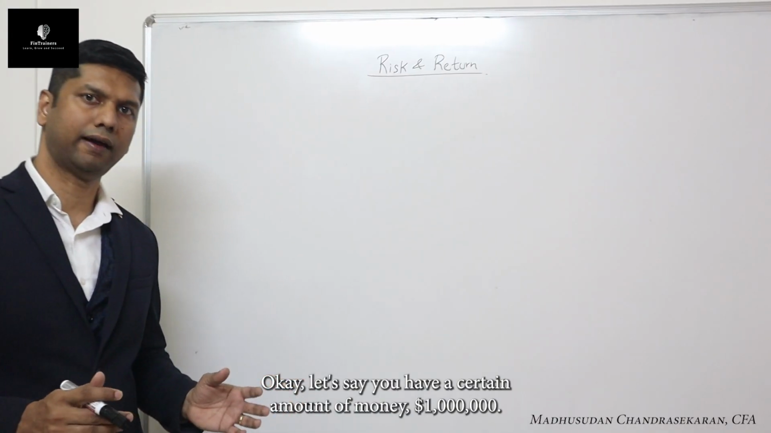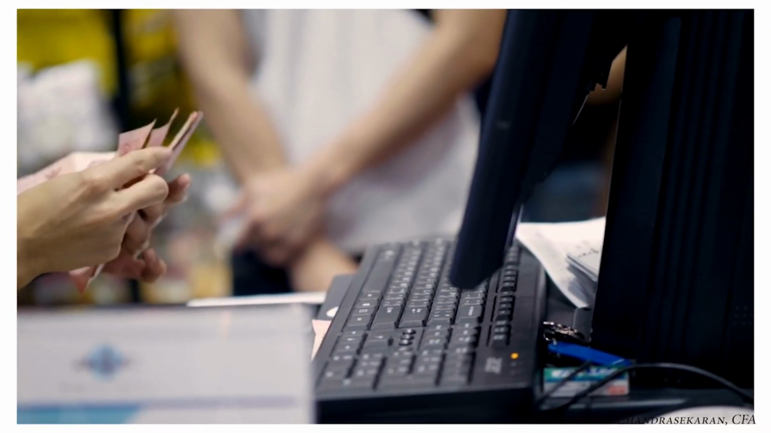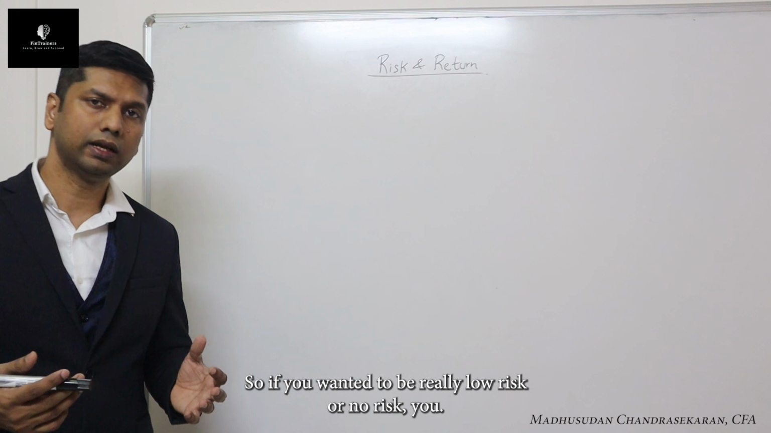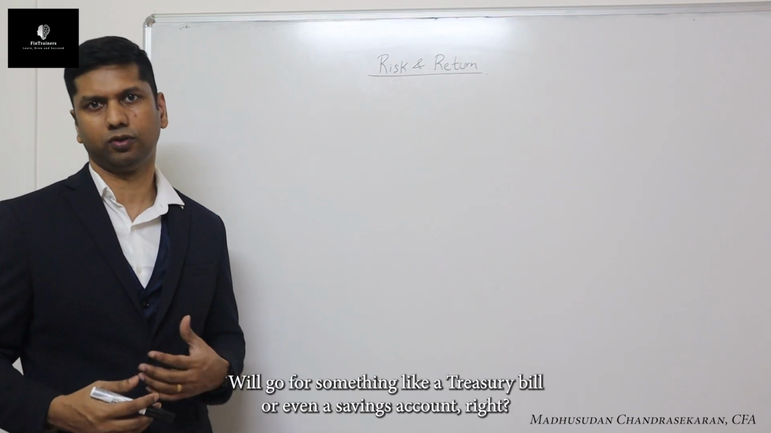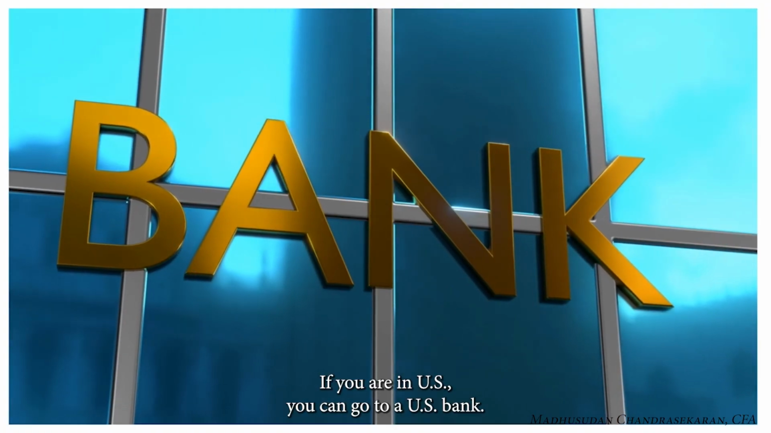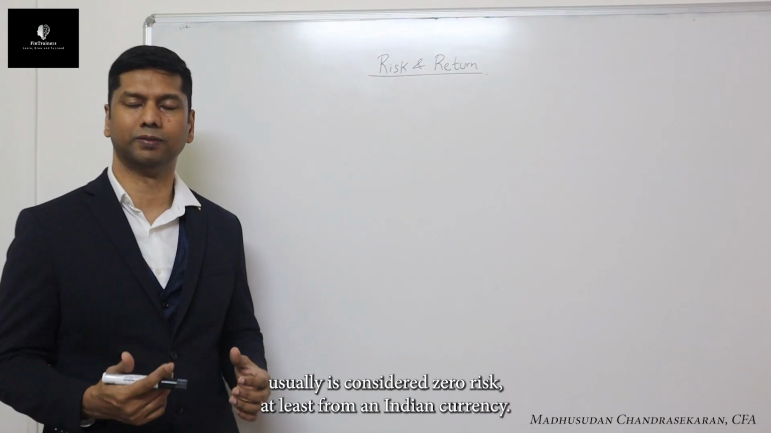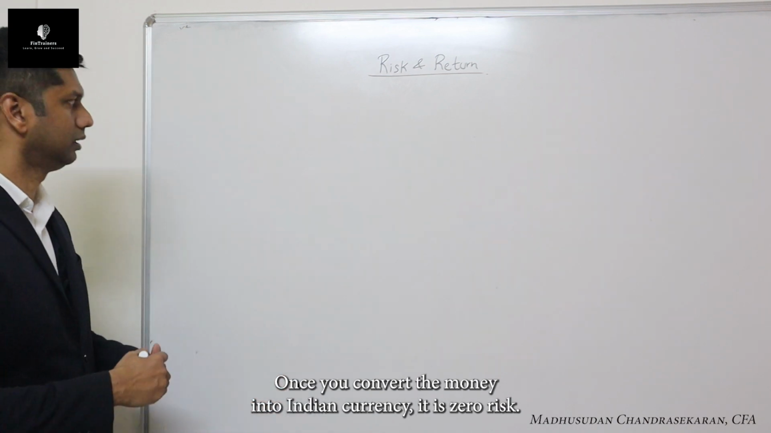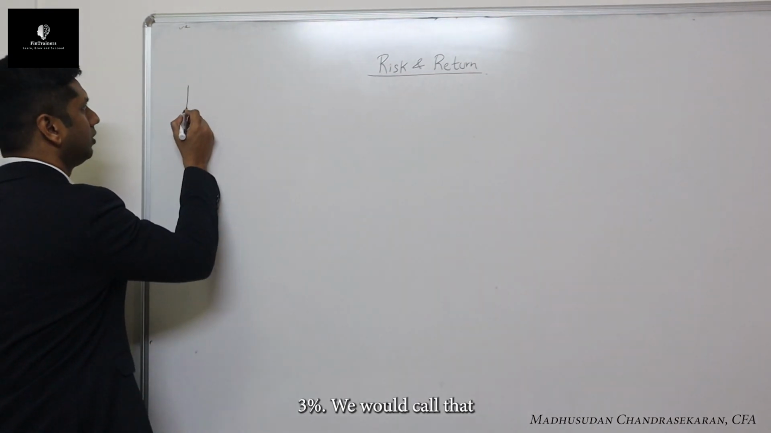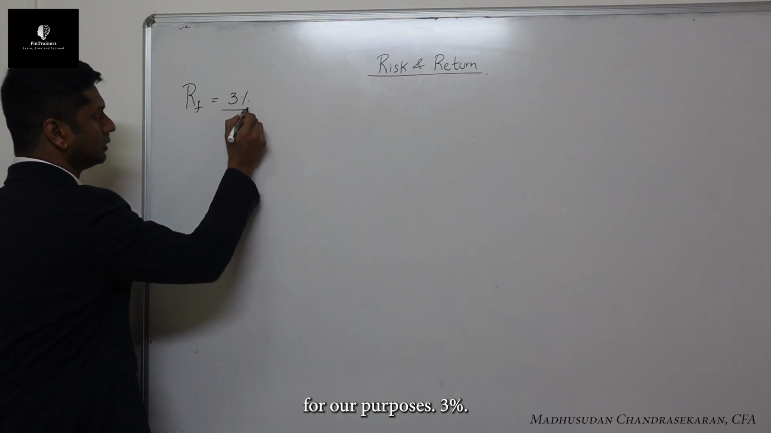Okay, let's say you have a certain amount of money, $1 million. Let's say you worked in the US, you saved $1 million, and now you want to invest it. If you want it to be really low risk or no risk, you will go for something like a treasury bill or even a savings account, right? If you are in India, you can go to a PSU bank and deposit with them. Usually it is considered zero risk, at least in Indian currency. Once you convert the money into Indian currency, it is zero risk. So let's say the bank gives you 3%. We will call that risk-free for our purposes, 3%.